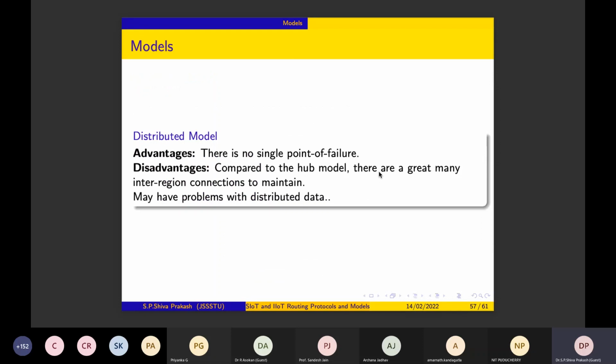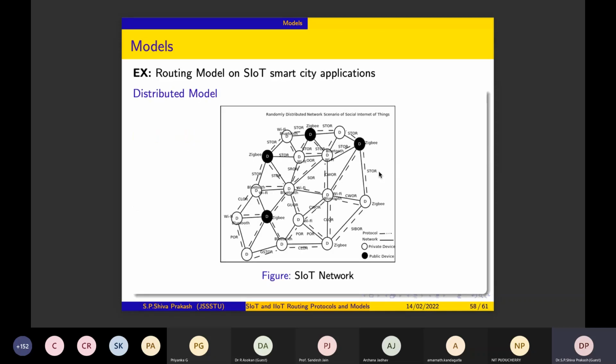Here the advantage is there is no single point of failure, whereas the disadvantage, if you compare this with a hub model, is that there are many inter-region connections which are very difficult to maintain. Especially in IoT based applications, when you have a distributed model, it could be a best solution, but it is very difficult to manage when we adopt this model.